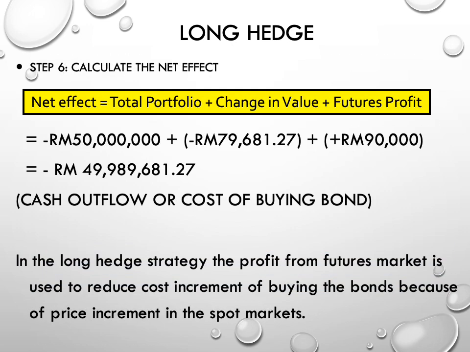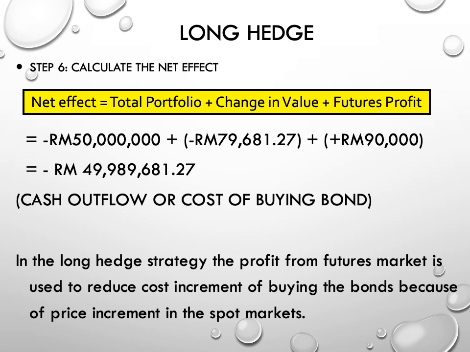Next step, step number 6, you need to calculate the net effect. The formula for net effect is total portfolio plus change in value plus futures profit. When you calculate net effect, all the items in the formula, you must put whether it is negative or positive. Positive means cash inflow, negative is cash outflow.